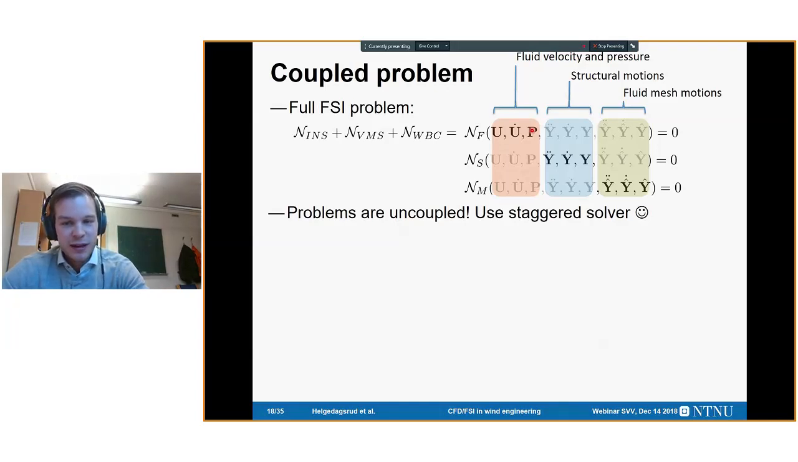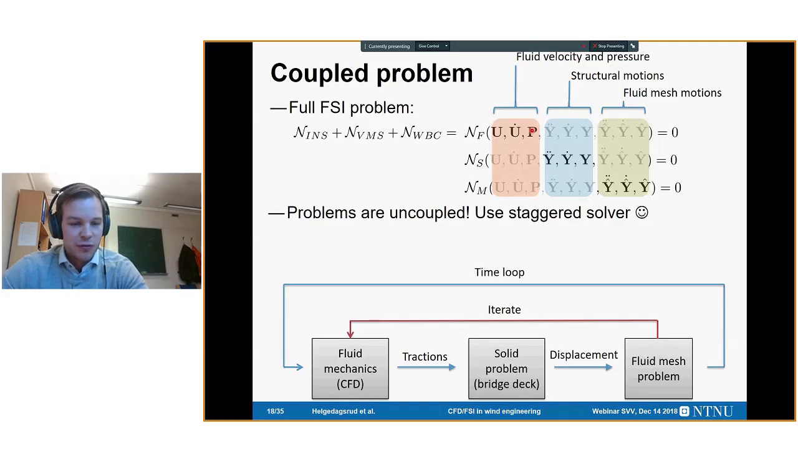So at the end of the day, what we do is that we solve the fluid mechanics and we give the tractions to the structural mechanics and we find the equilibrium position of the structure, and we pass the displacement to the fluid mesh problem, and we then deform the fluid mechanics domain to conform to the structure. We can do a couple of iterations and we then advance to the next time step. So that is the FSI.